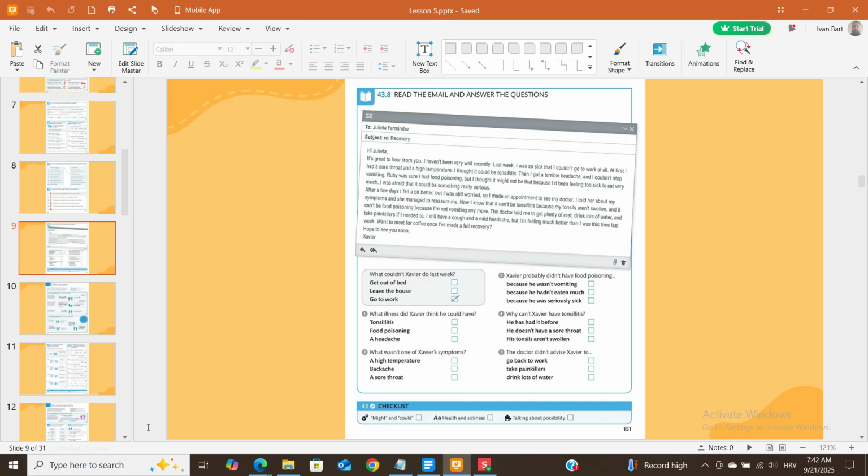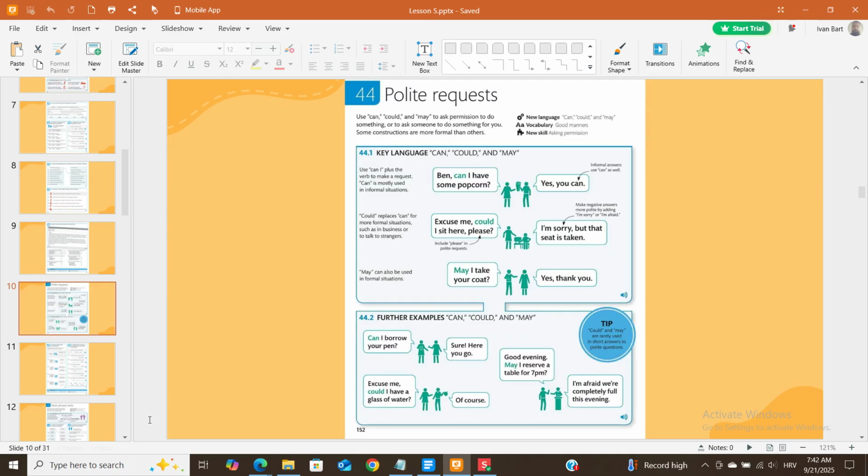Might and could. Health and sickness. Talking about possibility. 151. 44 Polite requests. Use can, could, and may to ask permission to do something, or to ask someone to do something for you. Some constructions are more formal than others.